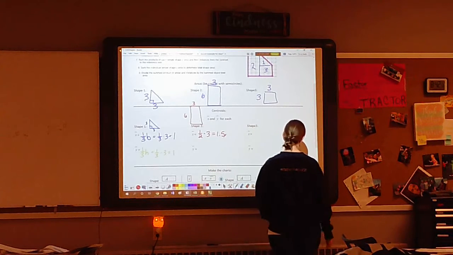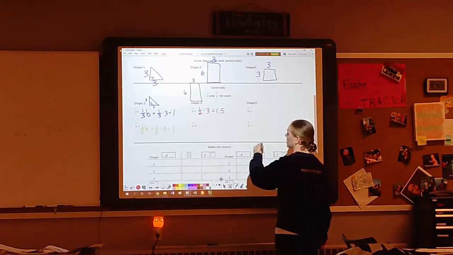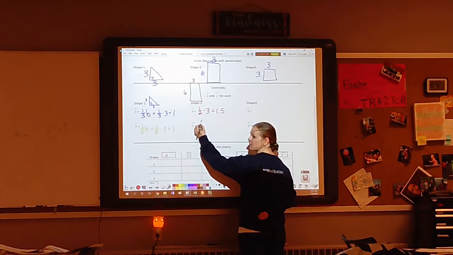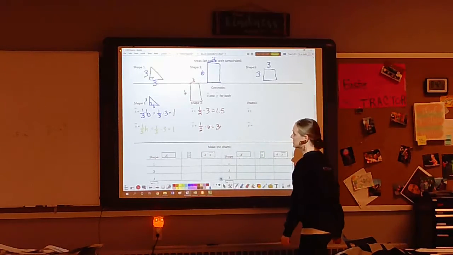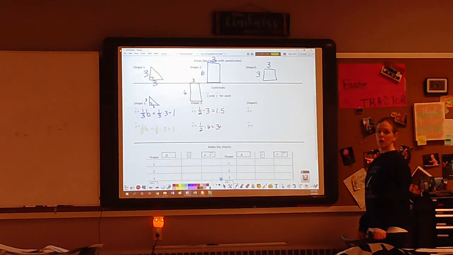And Y bar, is it 1/2 or 1/3? Remember, we're just finding the middle of it. 1/2. And then how tall is it? So that makes 3. We might have to manipulate that. Just hold on to it for a second.